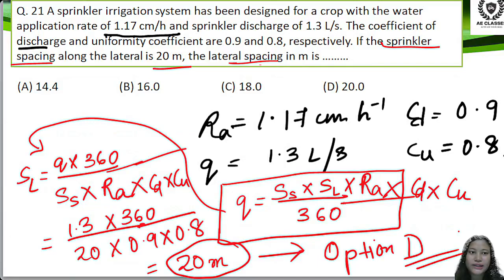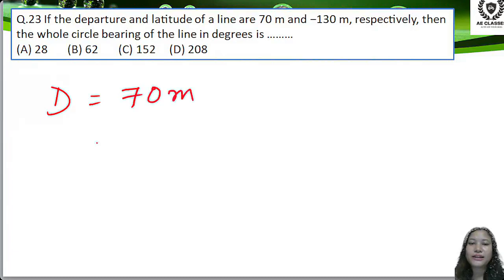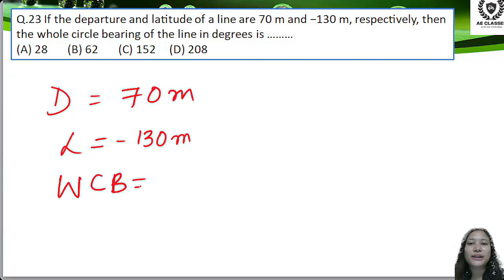And this is question number 23. Okay, and this is a question particularly related to surveying and leveling. I think you all have studied surveying and leveling in your second year, right? So I think if you recall the definition of WCB, let's have a look at the question first. The question states that if the departure is 70 meter and the latitude is minus 130 meter, then what is the whole circle bearing in degrees?